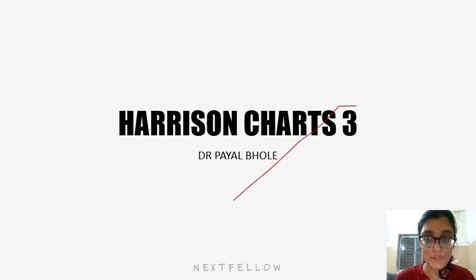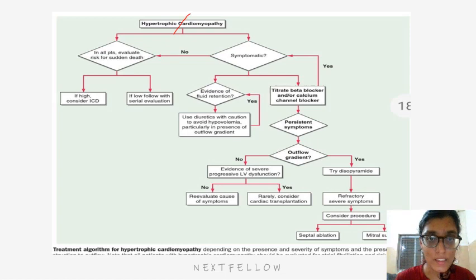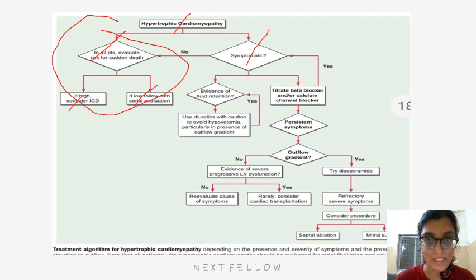Coming to the next set of charts. Coming to HOCM, that is hypertrophic cardiomyopathy. In all patients, evaluate the risk of sudden death. If high, consider ICD. If low, follow with serial evaluation. If the patient is symptomatic, you have to do all this. If the patient is asymptomatic, you have to do all this.